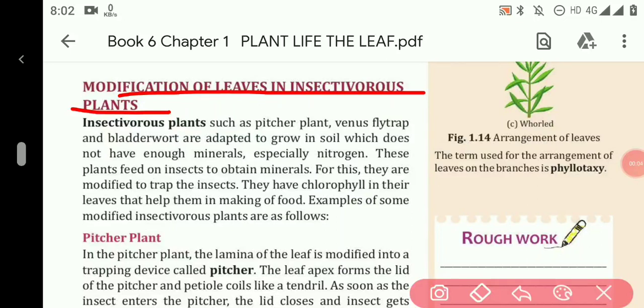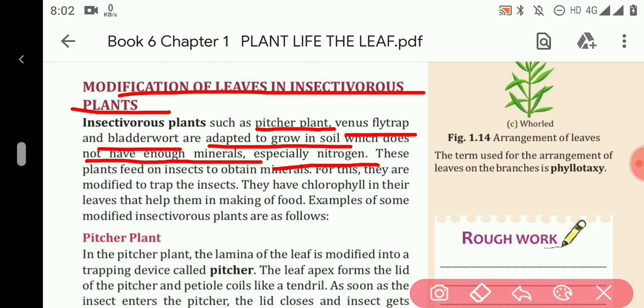What are insectivorous plants? These are the plants that are adapted to grow in soil which does not have enough minerals, especially nitrogen. These plants are such as pitcher plant, Venus flytrap or bladderwort. These plants feed on insects to obtain minerals because their soil does not contain enough minerals, so they take their minerals from the insects. For this, they are modified to trap the insects.